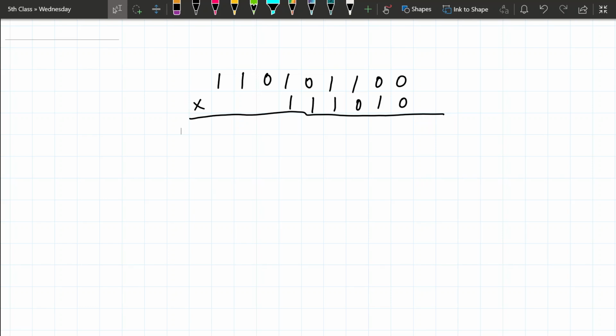Hi, in this video I will be demonstrating how to multiply two binary numbers, and our example here is 110101100 multiplied by 111010. So what we do here is we take each element here and multiply by the top one, and we know 0 times all of this is going to be 0.